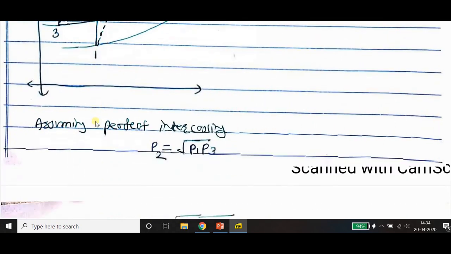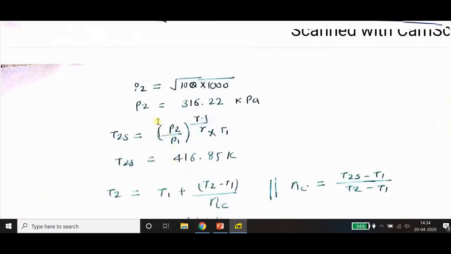Now if we assume perfect intercooling, P2 we can find out as the square root of P1 and P3. So you get P2, that intermediate pressure, as 316.22 kilopascal. Now the usual procedure: I will get the temperature T2s. So how to get T2s? T2s upon T1 is equal to P2 by P1 raised to gamma minus 1 upon gamma. This is the usual procedure we have followed in the last problem. So you get T2s as 416.85 Kelvin.